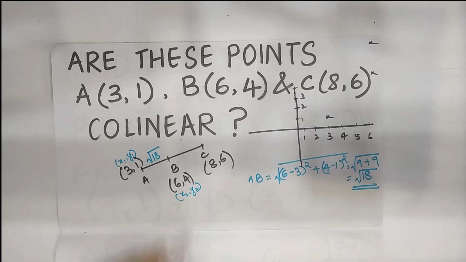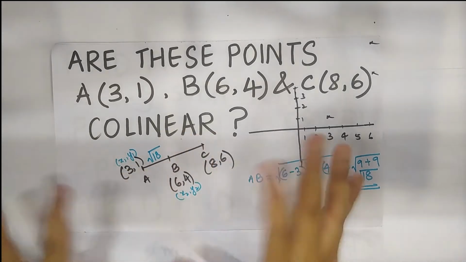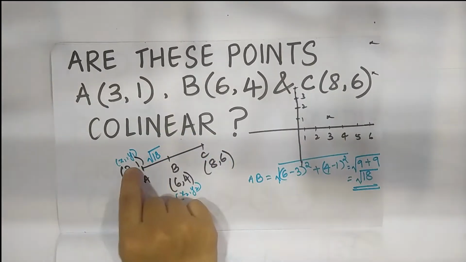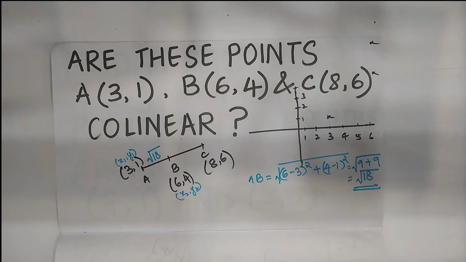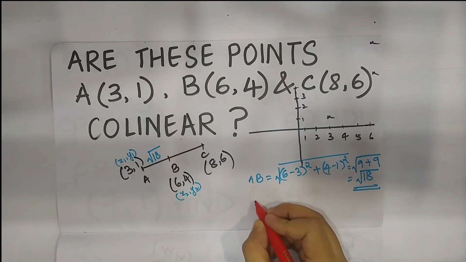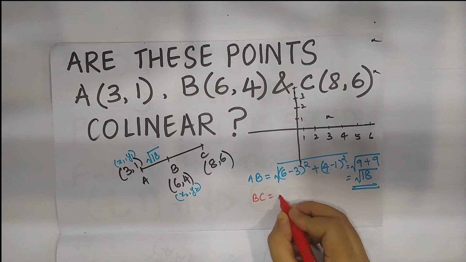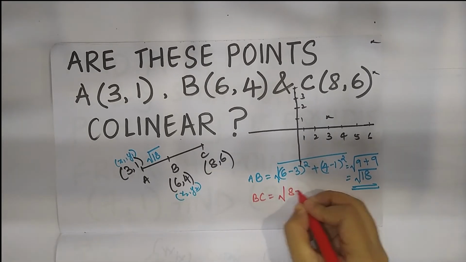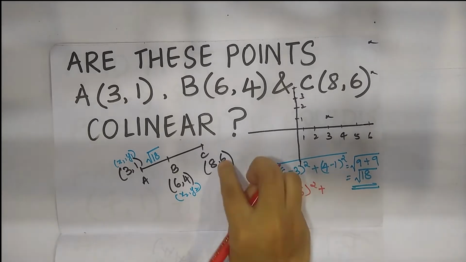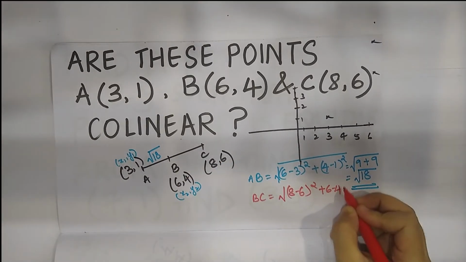Now let us find the distance of BC. Initially, we are just assuming that they are in a straight line. Now we are trying to prove that they are in a straight line. We don't know yet if they are on the same straight line or not. We are using the distance formula to prove that. For A and B, we found the distance is square root of 18. Let us do the same for B and C. To find the distance of BC, we have BC equal to the square root of (8 minus 6) the whole square plus (6 minus 4) the whole square.